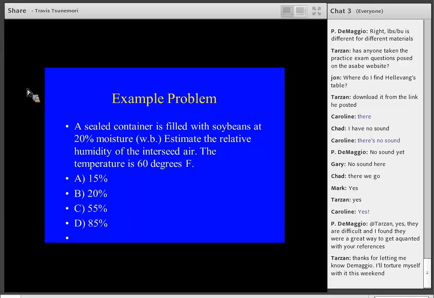So you have this material, starts out at 20% moisture content on a wet basis. Estimate the relative humidity of the interseed air. And why does this matter? Remember, we want to stay below maybe 70 or 80% relative humidity to make sure that these are not going to degrade. And the temperature is 60 degrees. And then they give us some options. Fortunately, only one of these options is 85%, so hopefully we won't have that problem.